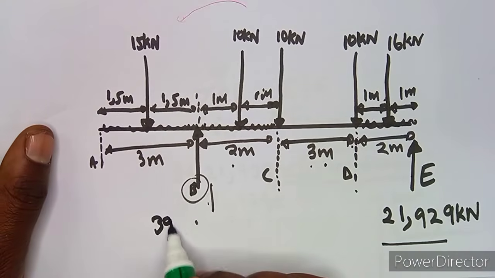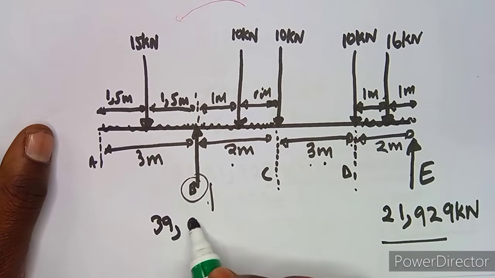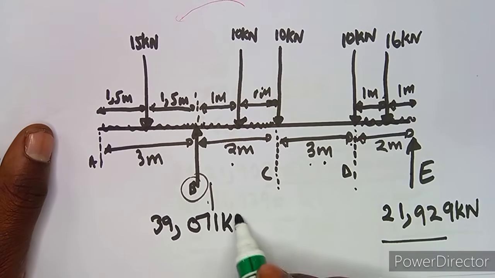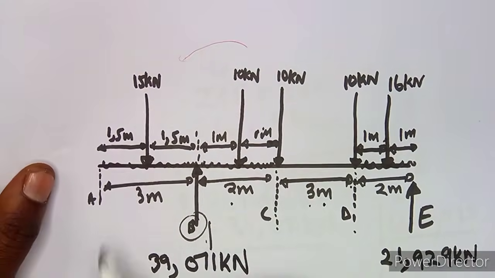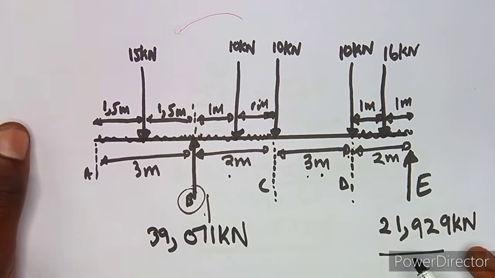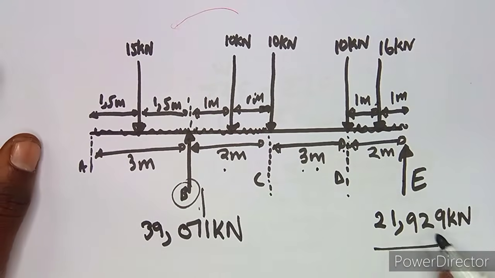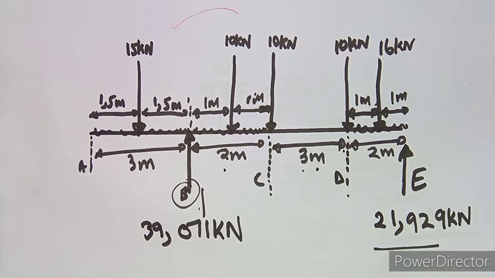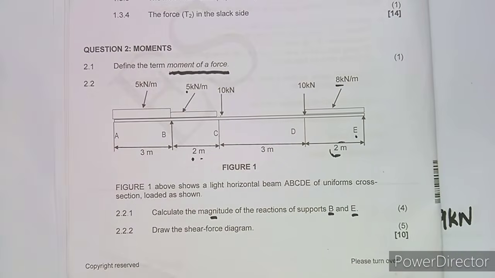So that's it, guys. We have our B, which is 39.071 kilonewtons. Remember these are in kilonewtons. So we have got our B there. What's next? The other question that we had is to draw the shear force diagram.